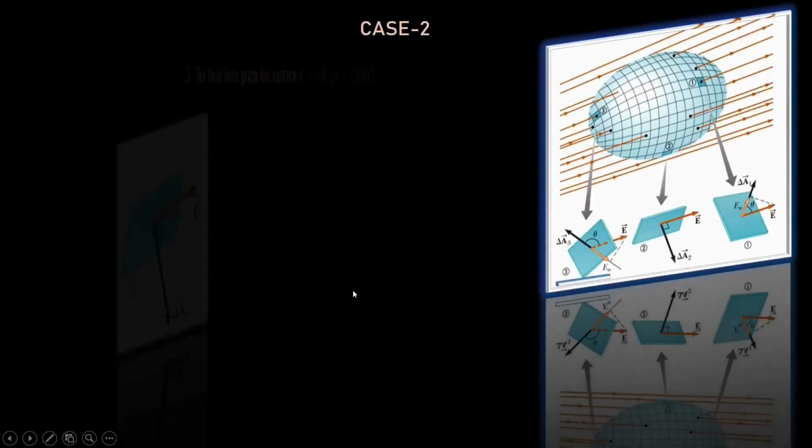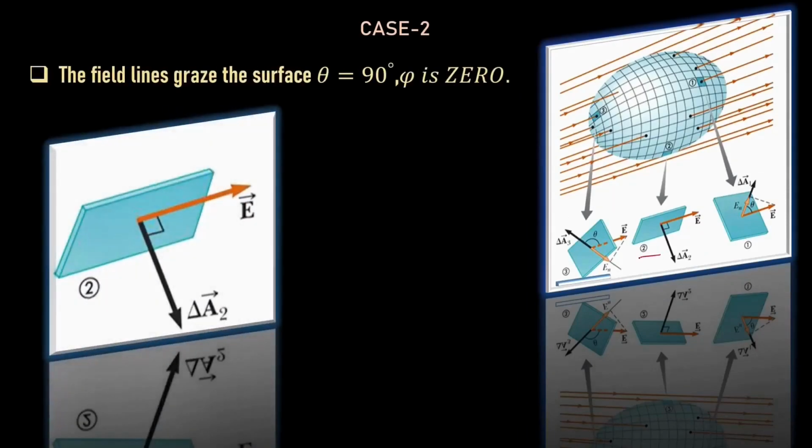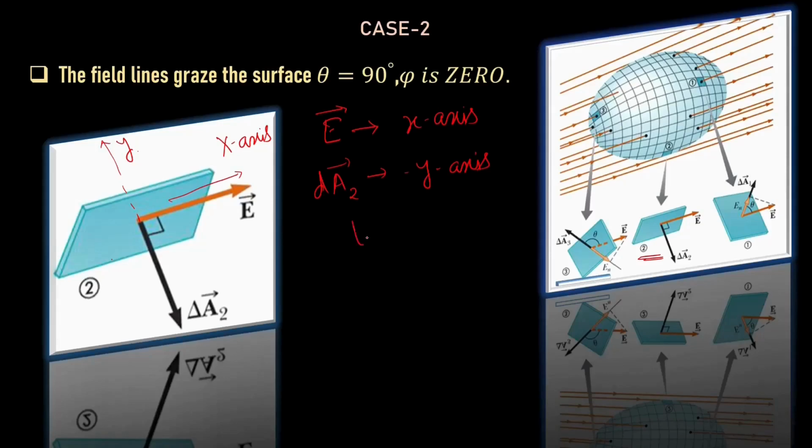Now let us see the second case. This is the second case, and in the enlarged figure, again let us suppose the electric field vector is pointing along the x-axis, and if we draw a perpendicular, this is the y-axis. The electric field vector is along the positive x-axis, and the area vector dA2 is pointing along the y-axis, although it is the negative y-axis, let us take negative y. Theta is the angle between the area vector and the electric field, and this comes out to be 90 degrees.